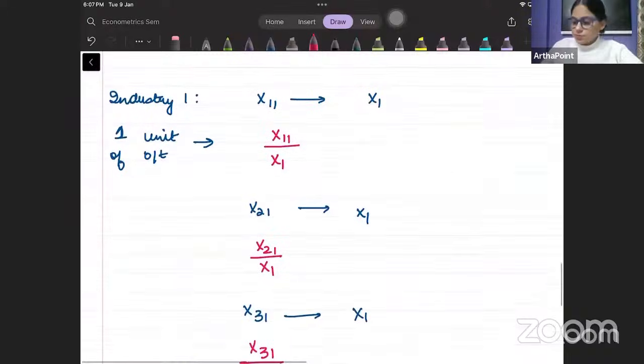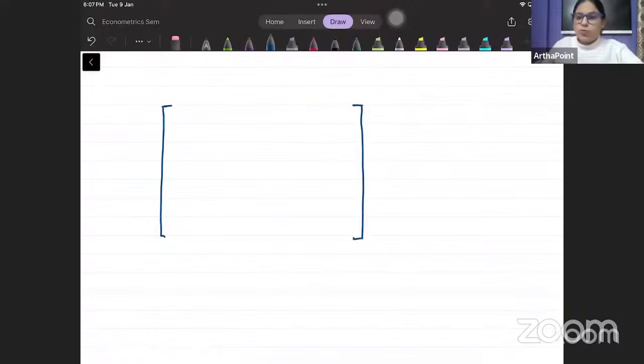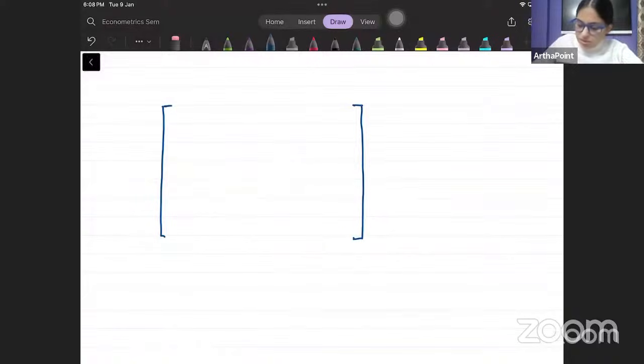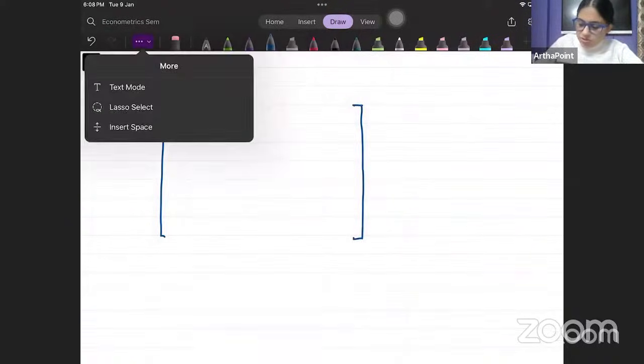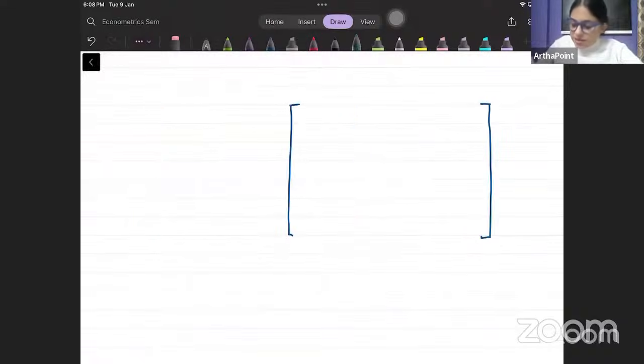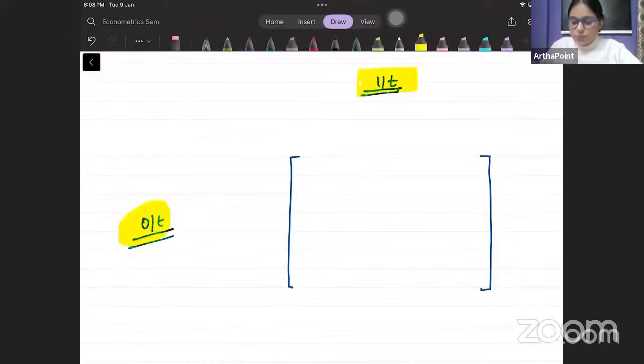Let me repeat this one. बहुत ध्यान से देखो. I have prepared my input output matrix. मैंने ये बना दिया input output matrix. बच्चे यहां पर, here, let me just take this a bit here. हाँ बेटा, here I am taking output, right? Here I am taking input. This is my input. This is my output.